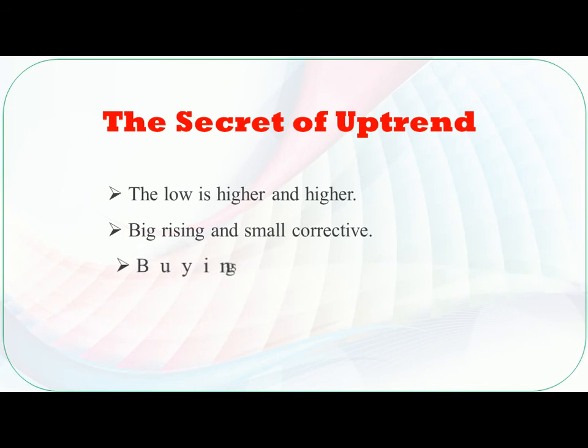Secret of uptrend. The low is higher and higher, meaning higher high and higher low. Big rising and small correction. So what does that mean? Big rising and small correction is the uptrend. Then maybe one day if you see a big drop and small rebound, this is the downtrend. Okay, the buying signal is easy to catch in the uptrend. So this is the secret of uptrend. You should know what the uptrend is.